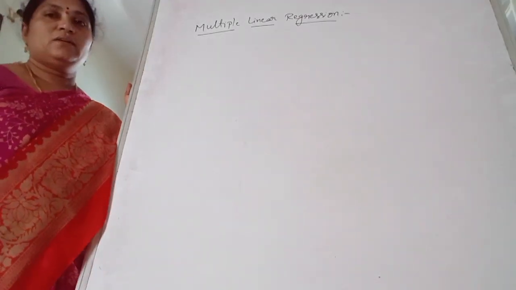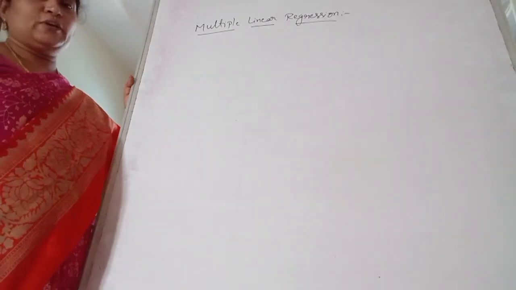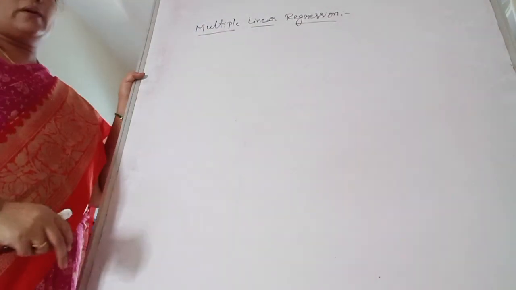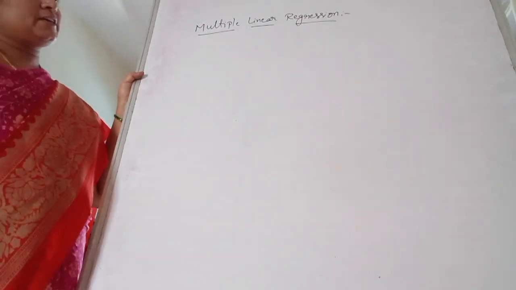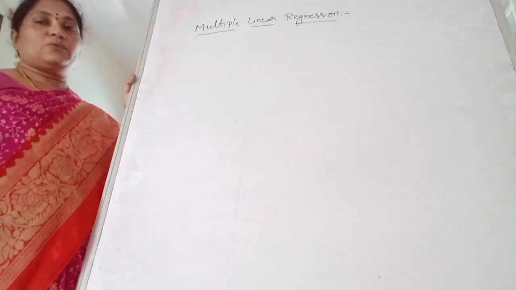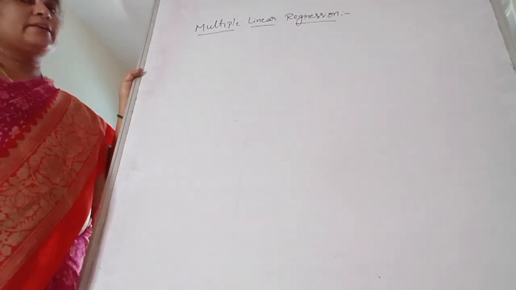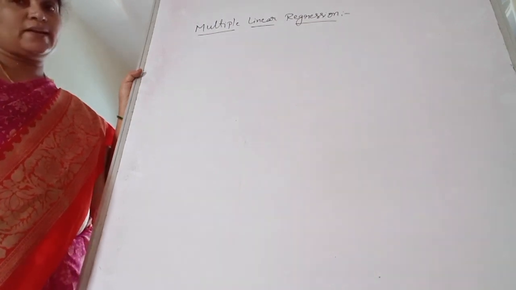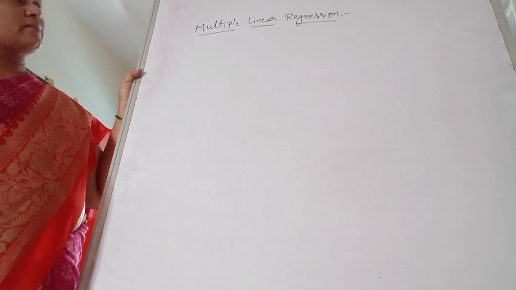Hello everyone. Today in this video we discuss multiple linear regression. We already discussed linear regression. Linear regression means the two variables are related along a linear relationship. That means the two variables are related along a straight line. That is called linear regression.